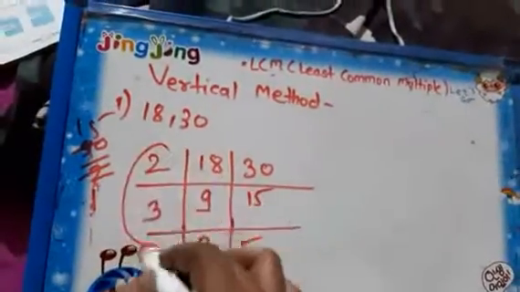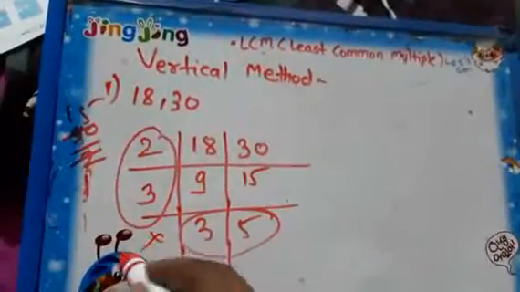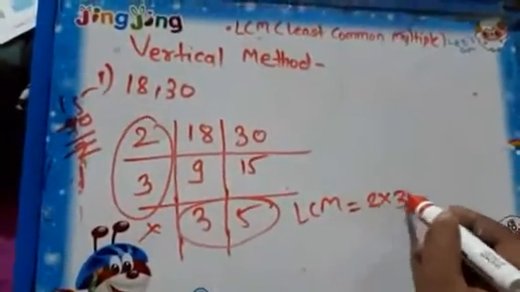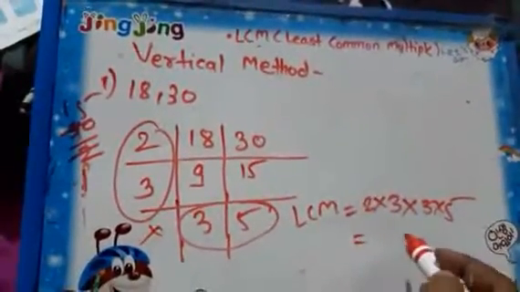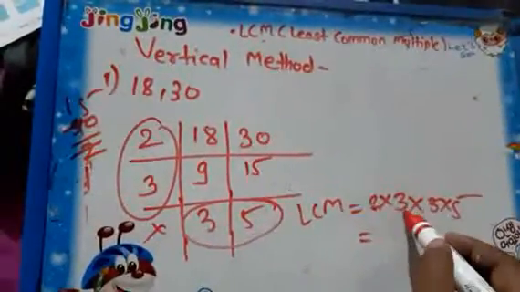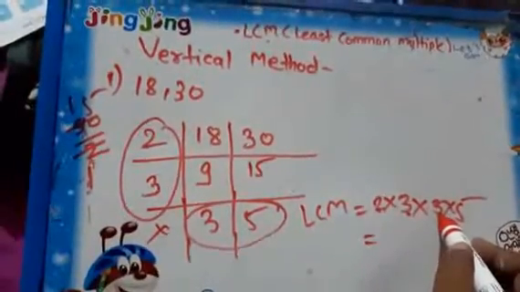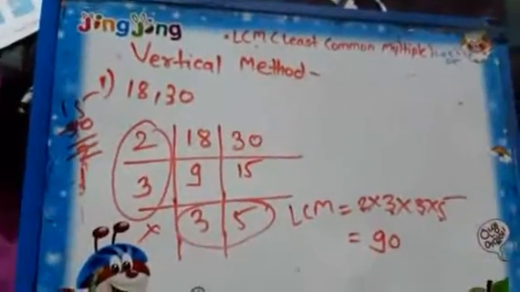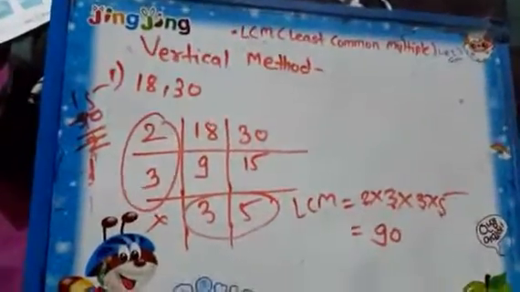So multiplication of this into this is nothing but LCM. So LCM is equal to 2 into 3 into 3 into 5. So it will be 2 3s are 6, 6 3s are 18 and 18 5s are 90. So their LCM will be 90.